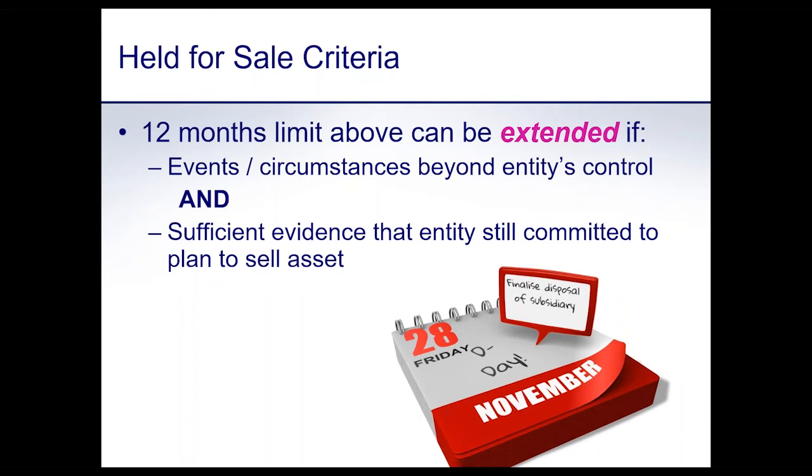So as much as they might have been asking a reasonable price, as much as they might have been committed to selling the asset, as much as they might have been marketing the asset appropriately, and they met all the criteria that are required of us by the standard, it was just next to impossible to get anybody who would commit to the purchase. So in that situation, the standard would allow us to continue to classify that asset as a non-current asset held for sale.